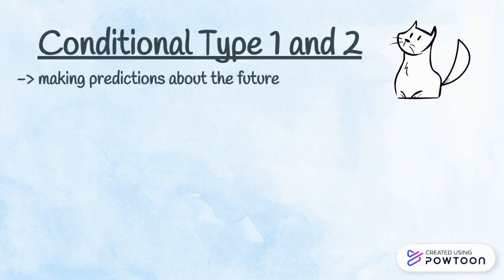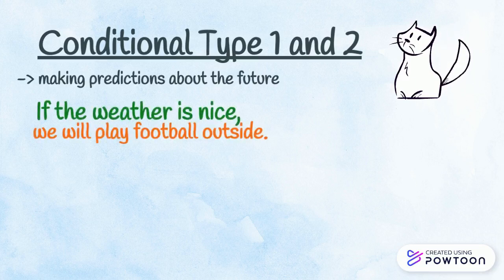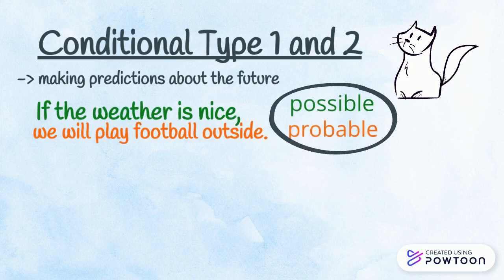With conditional type 1 and 2 we can make predictions about the future. With a conditional type 1, like "If the weather is nice, we will play football outside," the condition is possible and the conclusion is therefore probable.